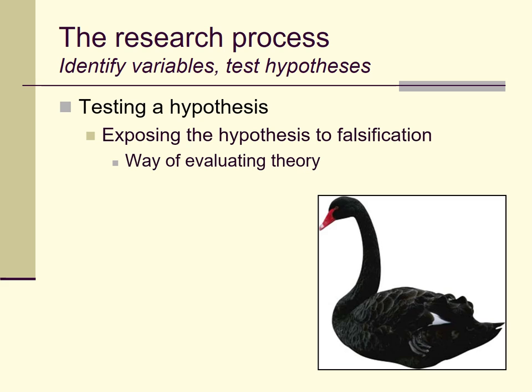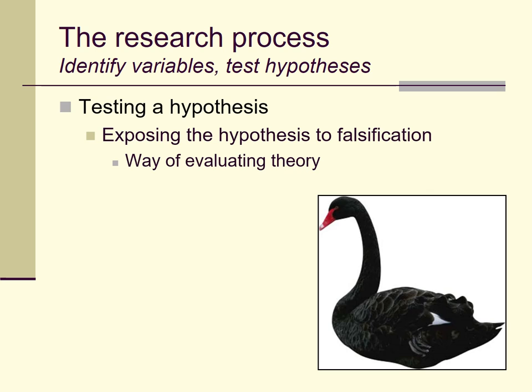Now, it may seem sensible to go out and look for white swans, but what you should really also be looking for is black swans, right? Because if you find another white swan, it goes along with the prediction you'd make from your theory. It tends to support that theory that you have. Your hypothesis has been borne out. But as soon as you find one black swan, you've now failed to demonstrate the prediction of your hypothesis, and you've called into question the validity of your theory.